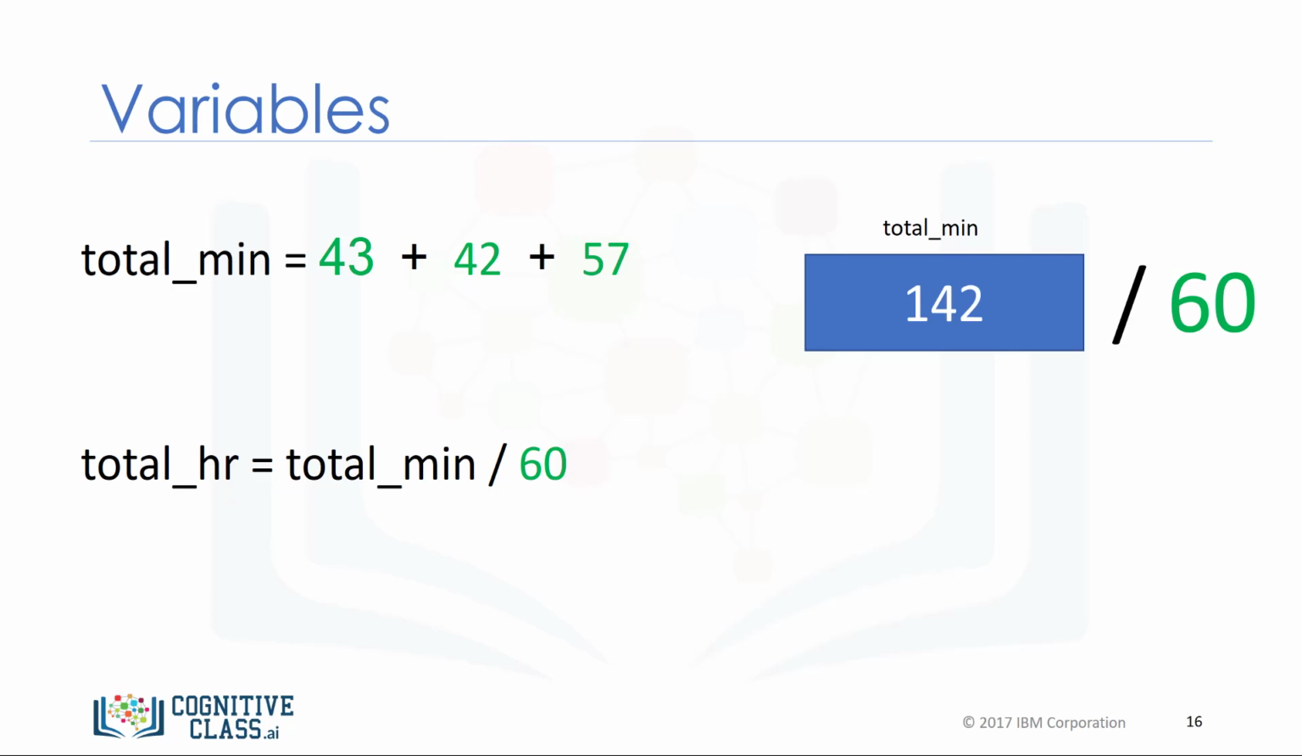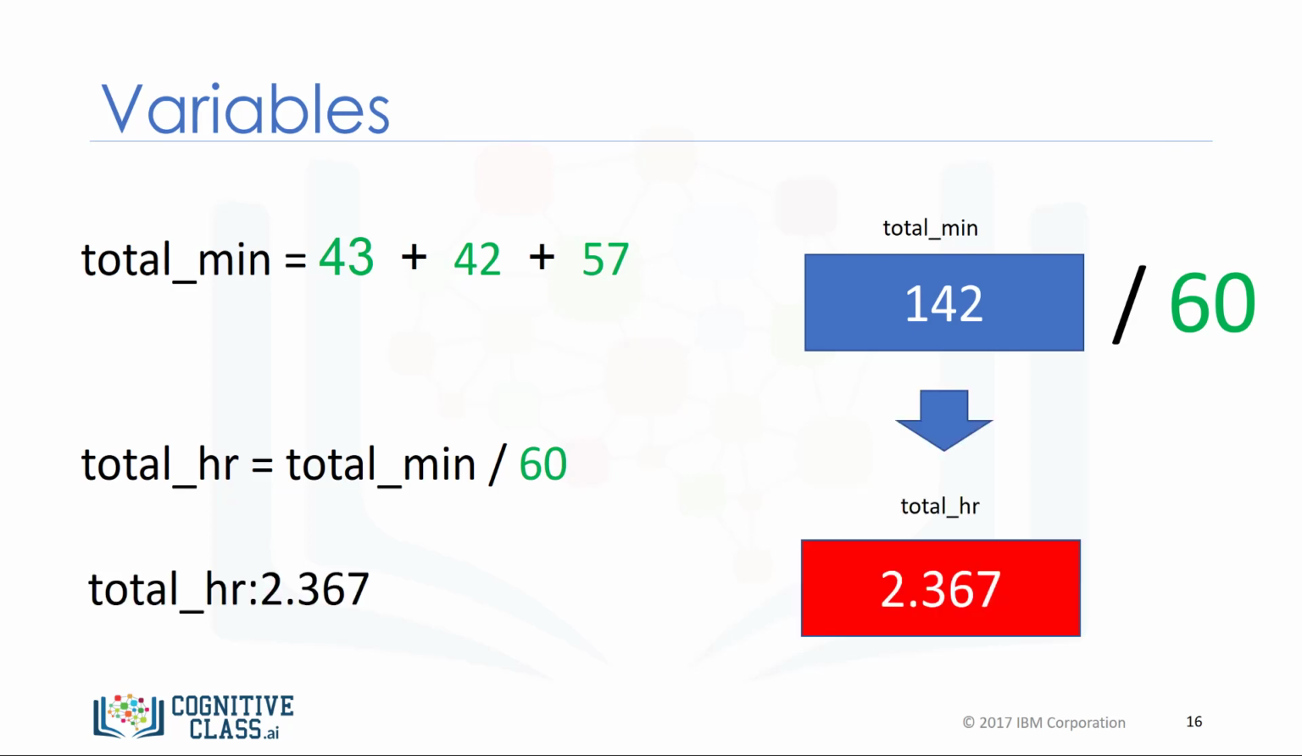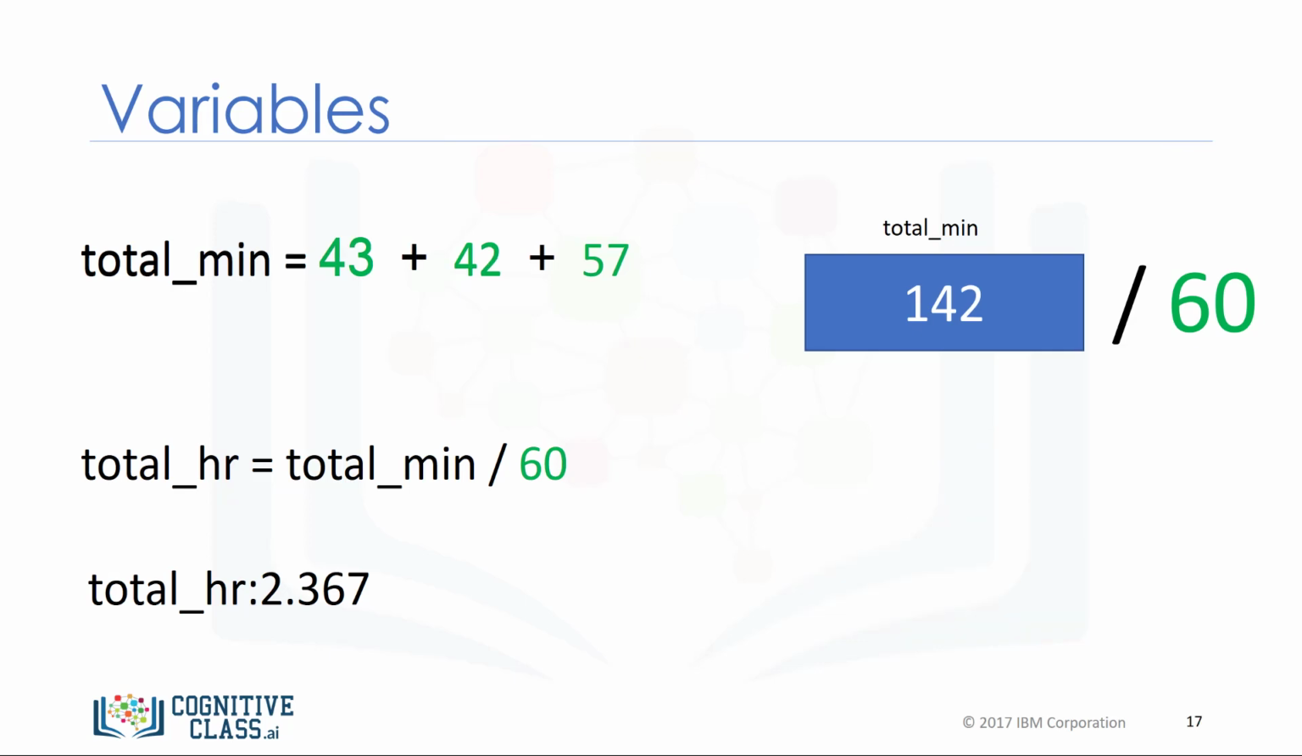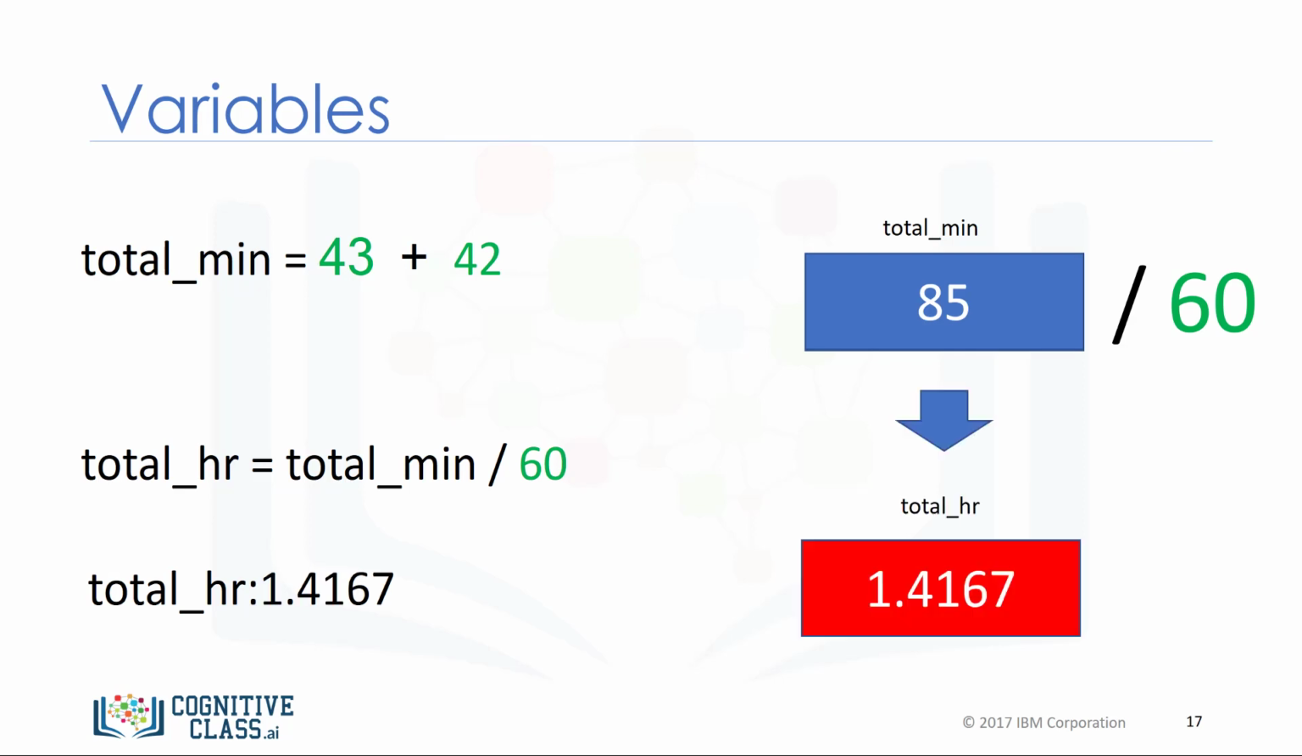We can obtain the total number of hours by dividing total_min by 60. The result is approximately 2.367 hours. If we modify the value of the first variable, the value of the variable will change. The final result values change accordingly, but we do not have to modify the rest of the code.